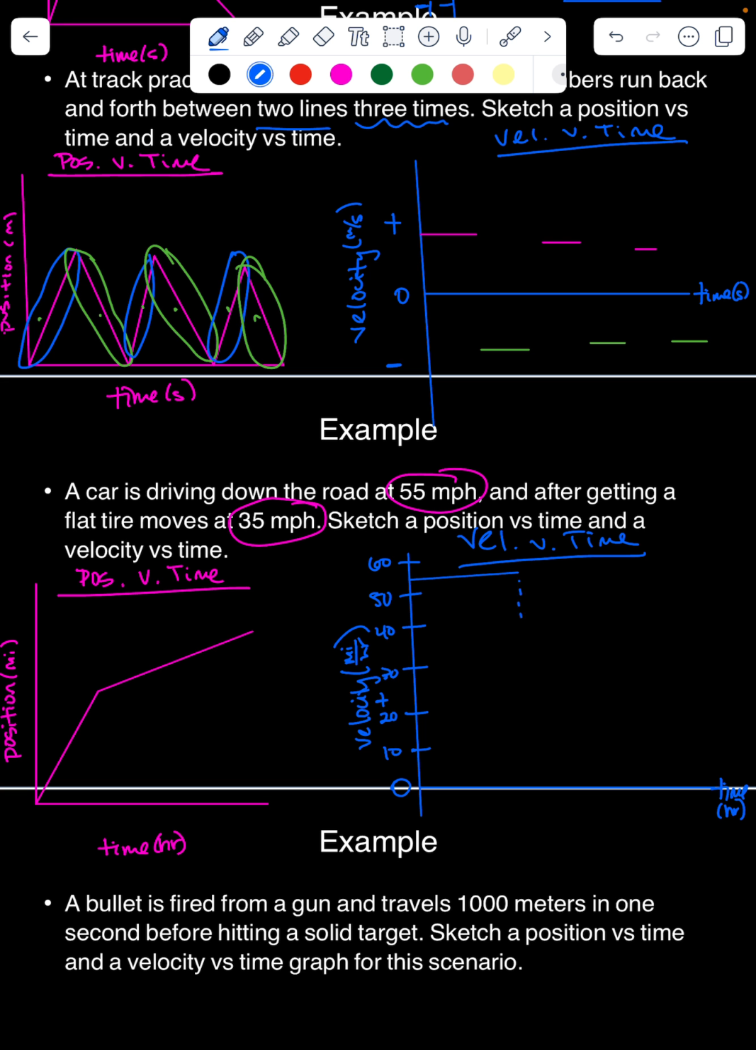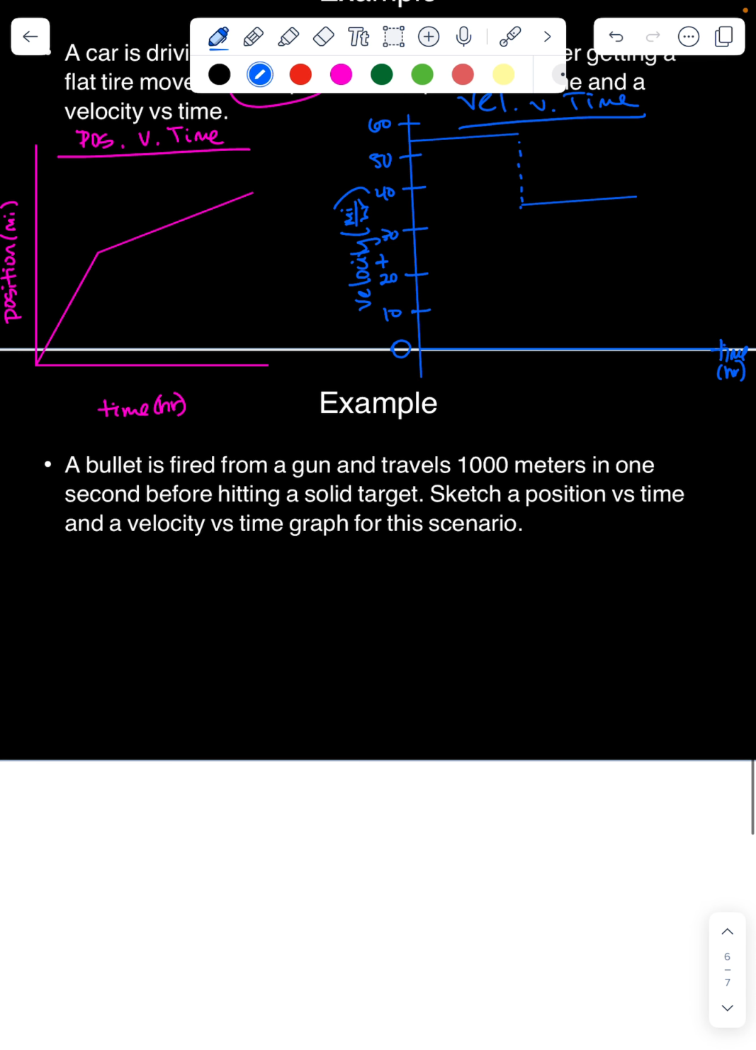And then we know after it gets that flat tire, it's going to go down here and have a constant velocity of 35 miles per hour. So that's what that velocity versus time graph would look like. Okay, easy peasy. All right, now our last one. Yay! Shouts of joy.